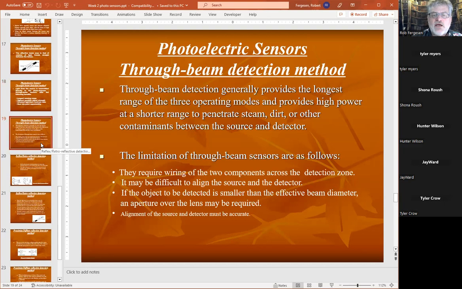So there's some downside. You have to wire up two devices in many cases. If the object is too small, it doesn't do a good job of finding it. Sometimes it's difficult to align them precisely, and so forth. So these are all things you might expect if you're trying to shine a flashlight on another flashlight.